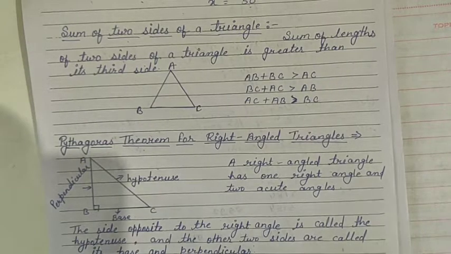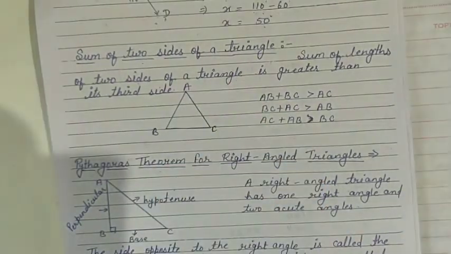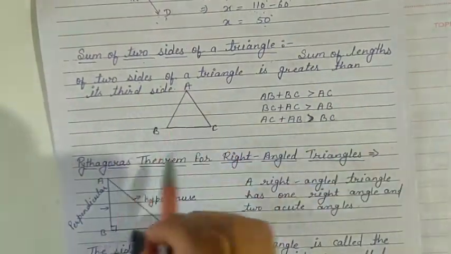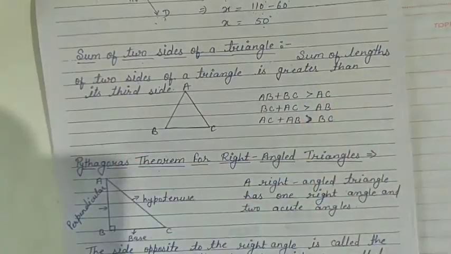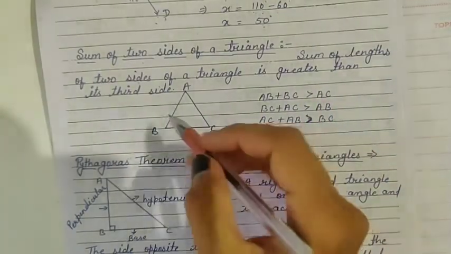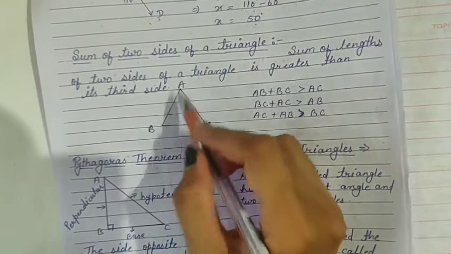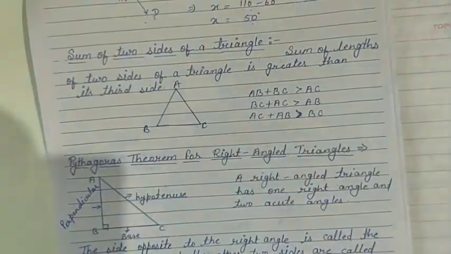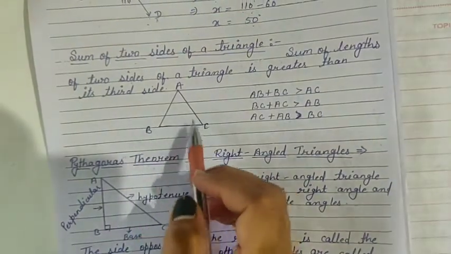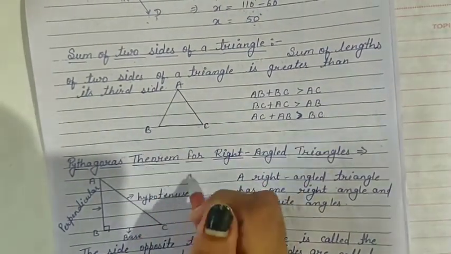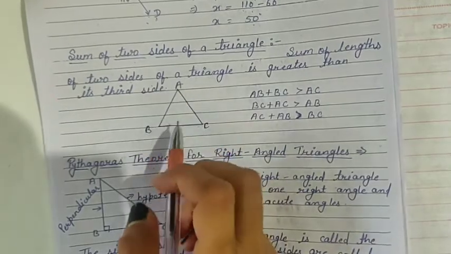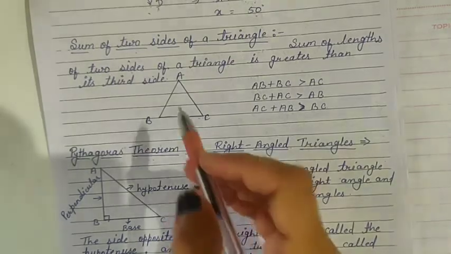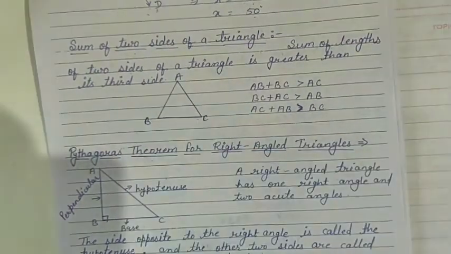Okay, so firstly, sum of two sides of a triangle. This is a property of a triangle, that the sum of lengths of two sides of a triangle is greater than its third side. It means AB plus BC is always greater than AC, and BC plus AC is always greater than AB, and AC plus AB is always greater than BC. It means the sum of lengths of two sides of a triangle is greater than its third side.